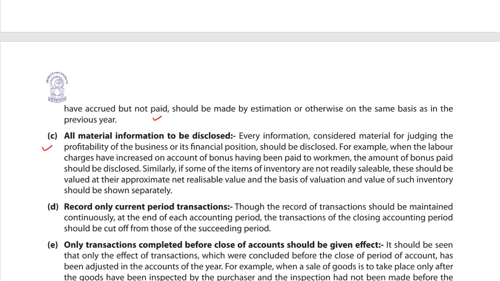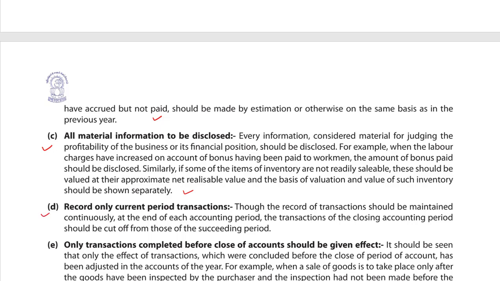Third, all material information to be disclosed. Every information considered material for judging the profitability of the business or its financial position should be disclosed. For example, when labor charges have been increased or a bonus has been paid to workmen, the amount of bonus paid should be disclosed. Similarly, if some of the items of inventory are not readily sellable, these should be valued at their approximate net realizable value, and the value of such inventory should be shown separately.